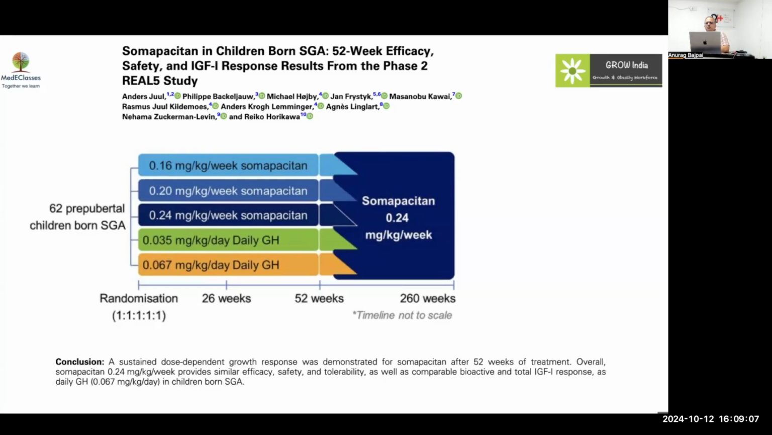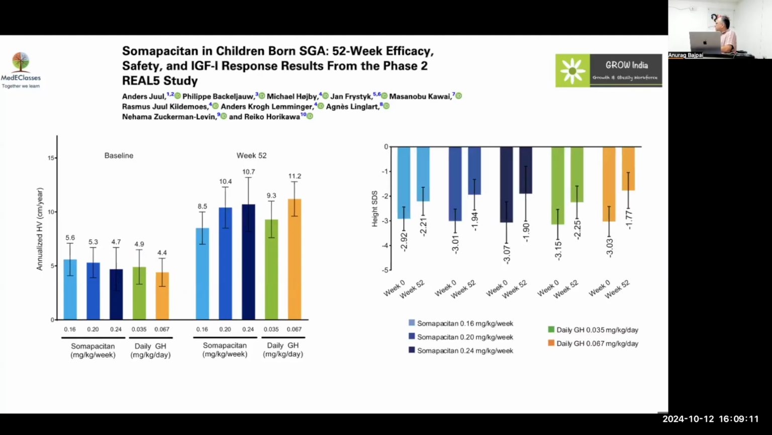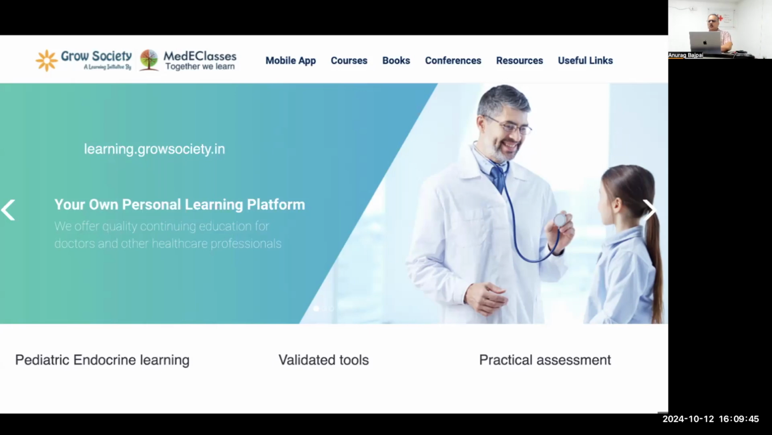And then they followed this up in SGA children. What they found was that there was a good effect in terms of the increase in growth velocity as well as the height standard deviation score. So what they're saying is that once weekly 0.24 milligram per kg would be the ideal dose as far as somapacitan is concerned. And hopefully, we are going to get the SGA approval soon. All of you can go through these articles, they are available, and that will be of help.